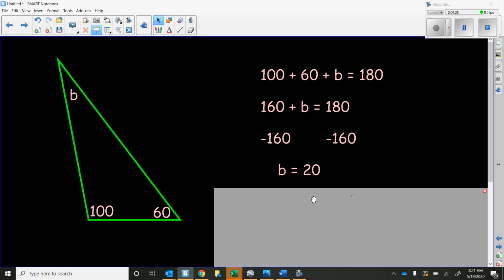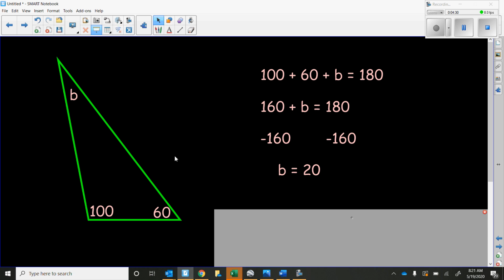So what I know now is that angle B is 20 degrees. If I were to go back and add the 3 numbers together, 60, 100 plus 20, I should get 180 degrees. It's kind of a neat little thing that we can do.